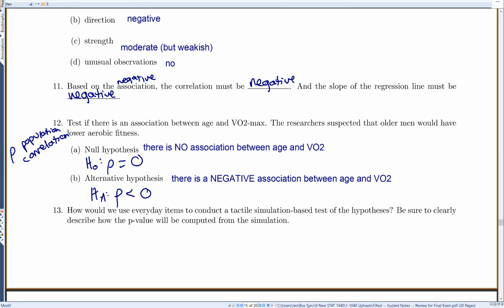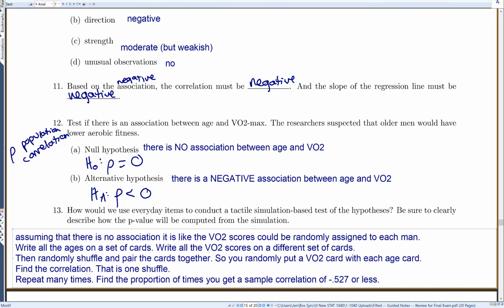Okay. How would we use everyday items to conduct a tactile simulation-based test of the hypotheses? Be sure to clearly describe how you find your p-value. Okay, so I'm going to pause and type it out so you don't have to wait while I type the entire thing. Okay, so if there's no association, that's like we're assuming that the VO2 scores were just randomly assigned to each man, that it had nothing to do with their ages.